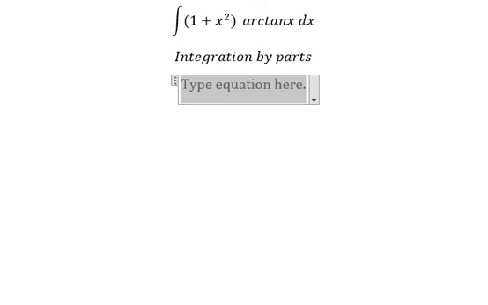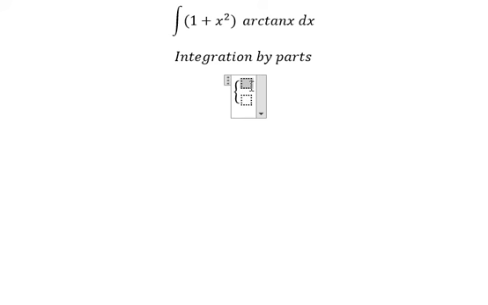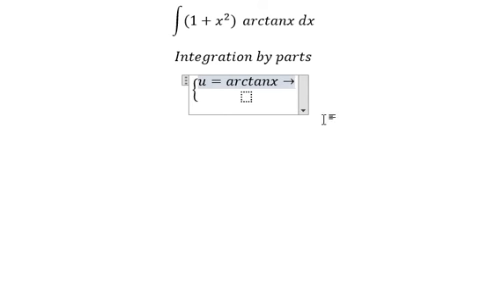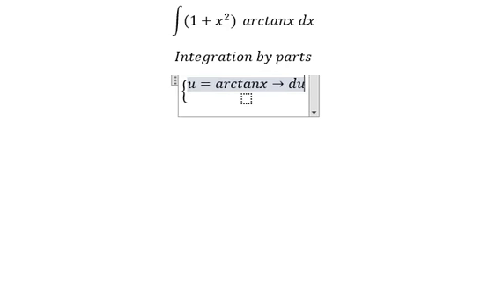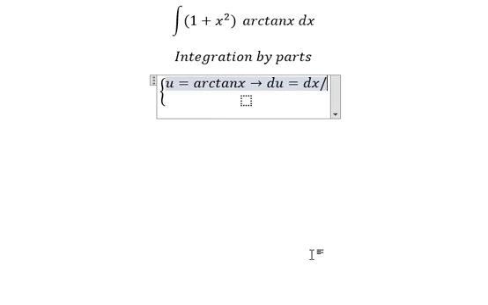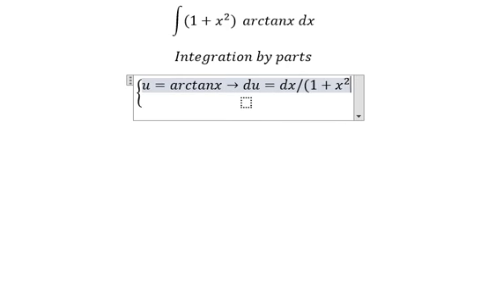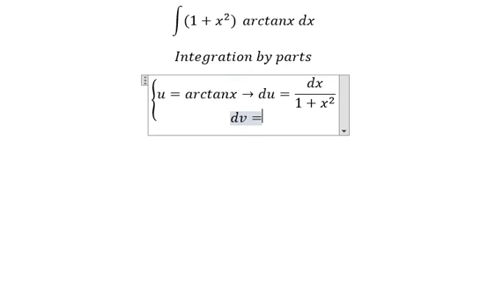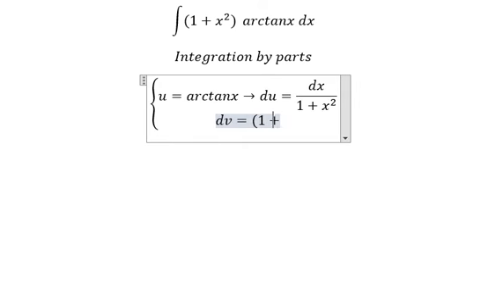So I will need to put u equals arctan of s. So if I first take the derivative of both sides, we have du equals ds over 1 plus s squared. dv equals 1 plus s squared ds.